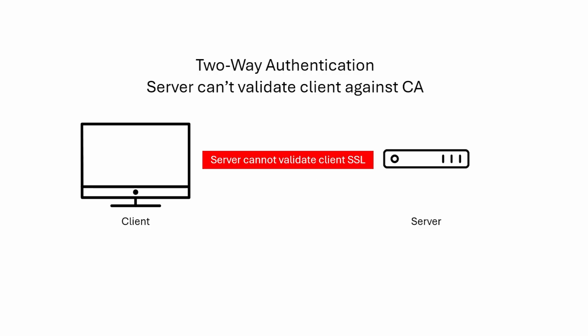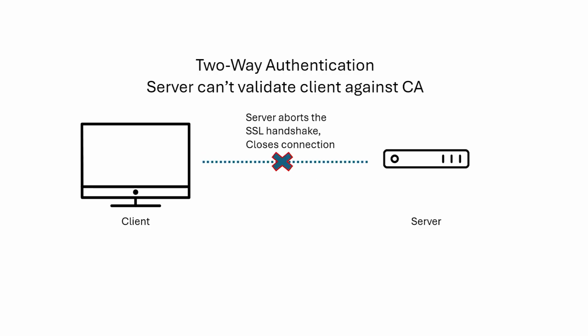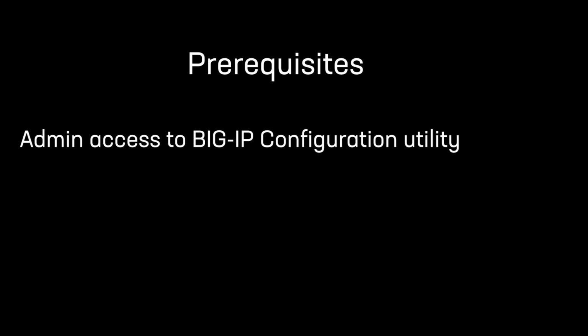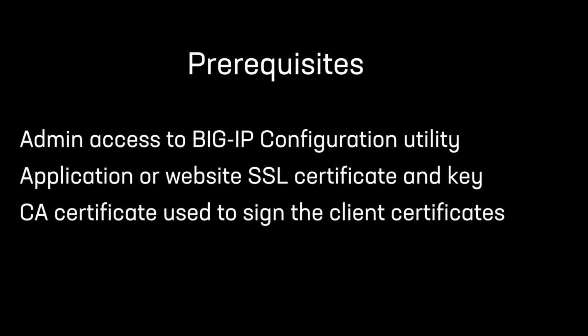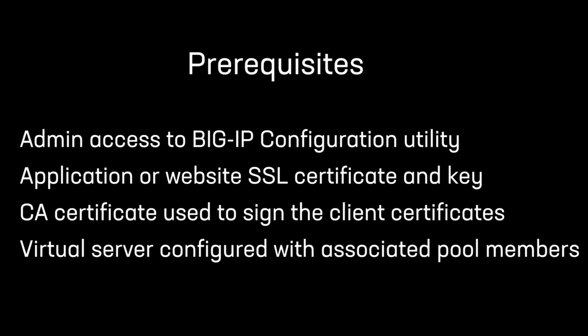This demo focuses on configuring the Big IP system to use two-way authentication with a Client SSL profile. Before you begin the demonstrated procedures, make sure you meet these prerequisites. You have administrative access to the Big IP configuration utility. You have the application or website's SSL certificate and key. You have the CA certificate used to sign the client certificates. And you have a virtual server configured with associated pool members.